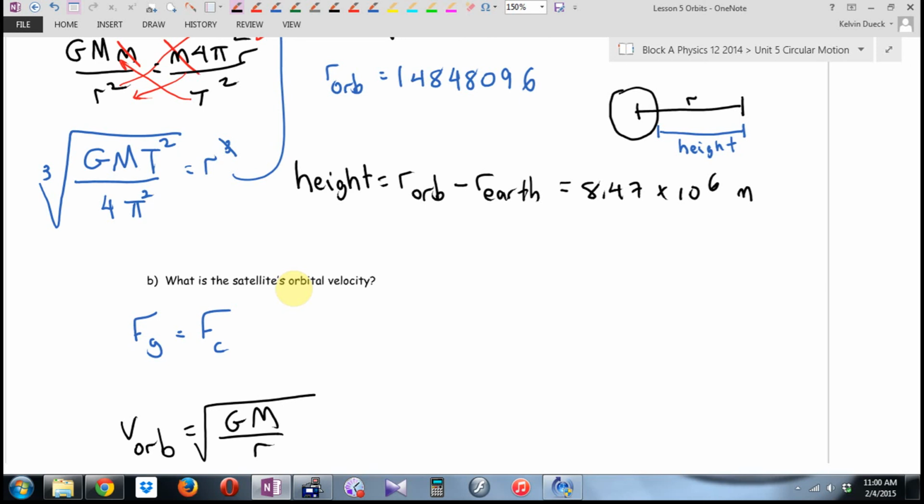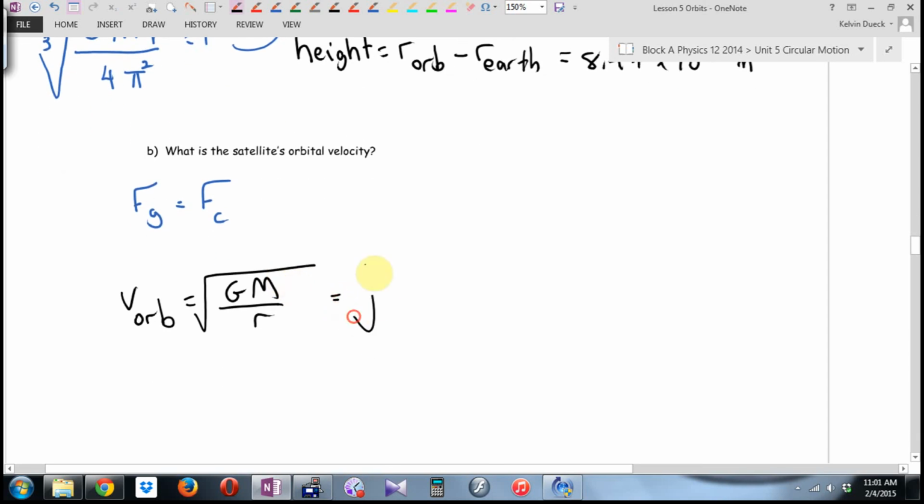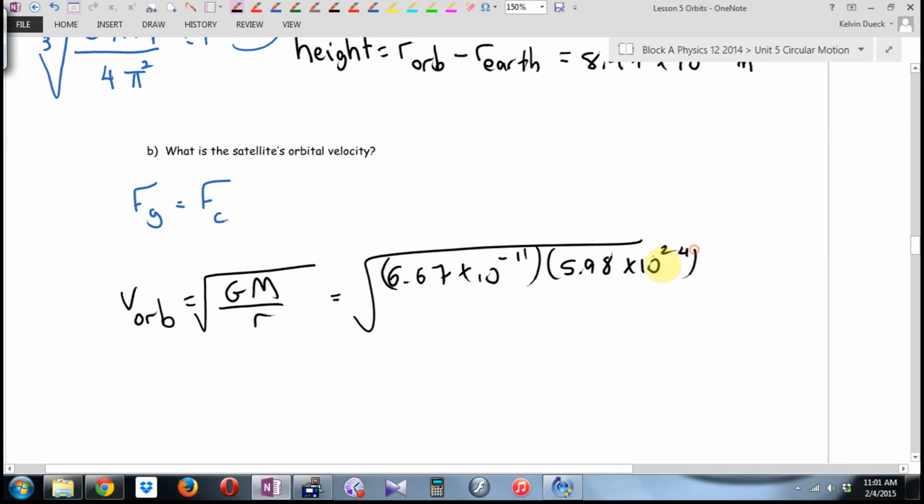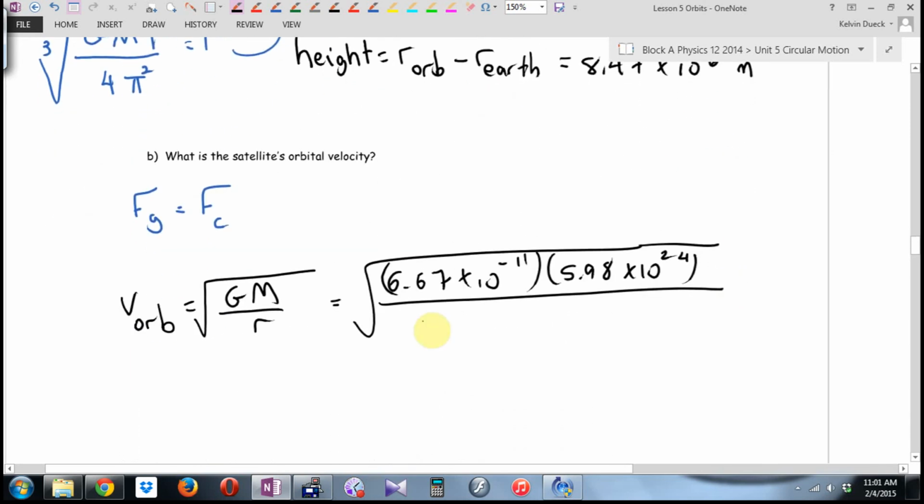You're going to have to read the questions carefully, because sometimes I'll just ask you to find the orbital radius, and sometimes I'll say, tell me the altitude, which means subtract the radius of the planet. Sometimes I'll give you the altitude, which means add the radius of the planet if you're going to turn it into a radius. Or sometimes I'll give you the orbital radius. Just read the question carefully. In this one, it's going to be 6.67 times 10 to the negative 11, 5.98 times 10 to the 24th, all over 14848096.